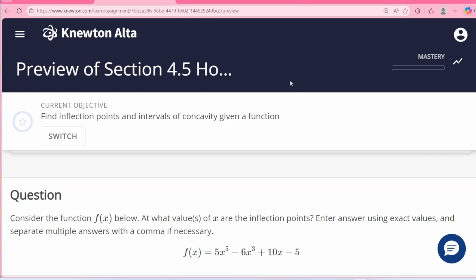All right, so here we are at Knewton Alta's site. And this is a preview of what in this course I'm teaching is section 4.5 on derivatives and the shape of a graph. In the upper right hand corner, you should see a mastery bar that tells you how far along you've gotten in an assignment. Next to that, an activity log.